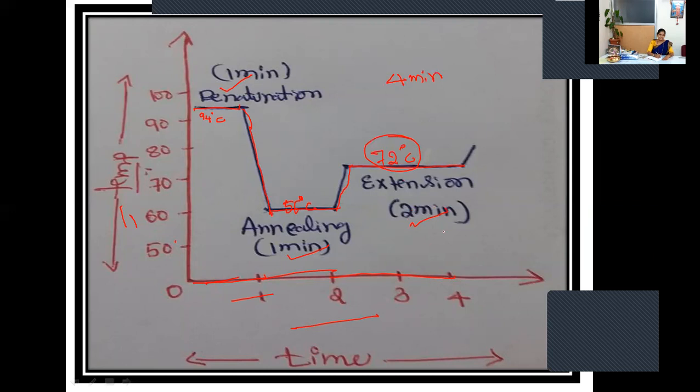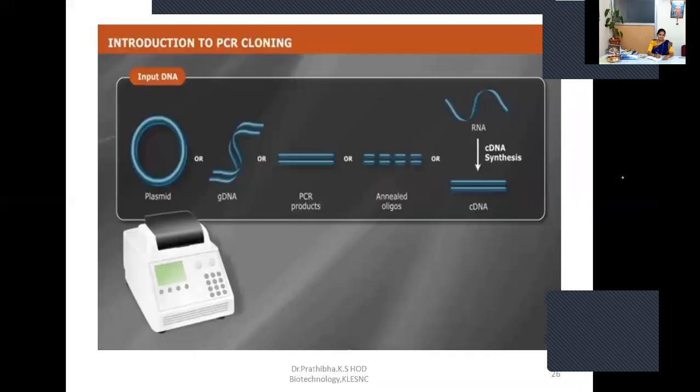So one cycle we are going to complete within 4 minutes. Further, this instrument will again increase the temperature to 94°C. After 1 minute, it will be reduced to 55°C, and next increased to 72°C, and it goes on like this. Okay, this is about the polymerase chain reaction.